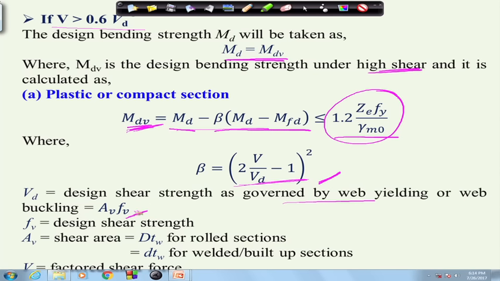So, Av, the design shear area, can be calculated as D into Tw for rolled section, where D is the overall depth and Tw is the thickness of web, and small d into Tw for welded or built up section, where Tw is the thickness and d is the effective depth, right. Here remember, for rolled section this capital D is the overall depth, right.